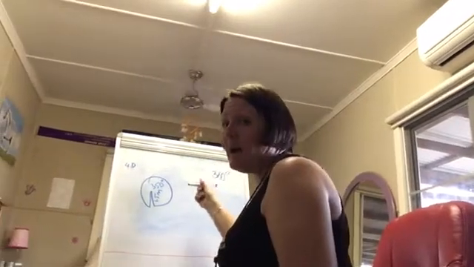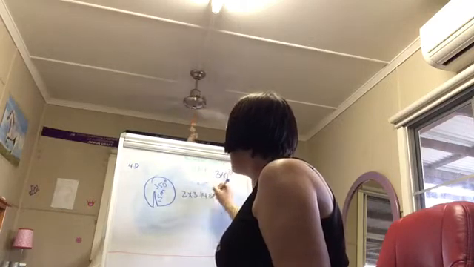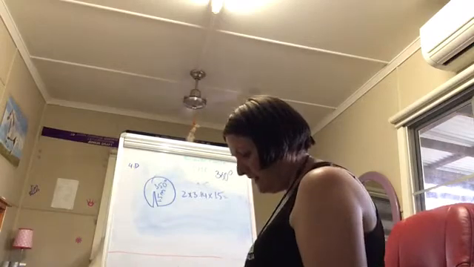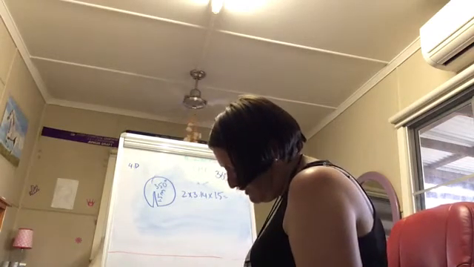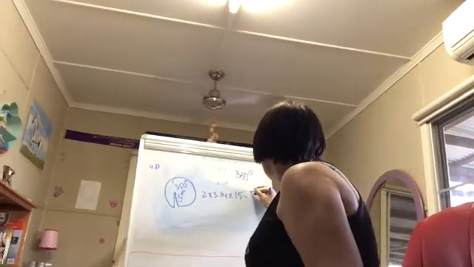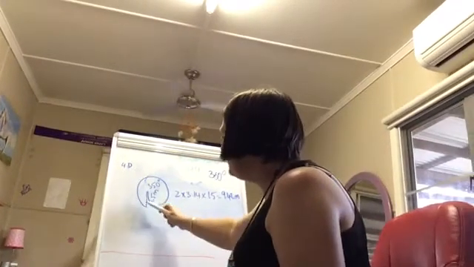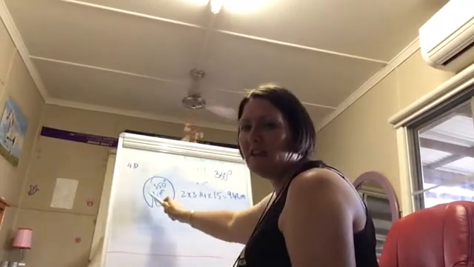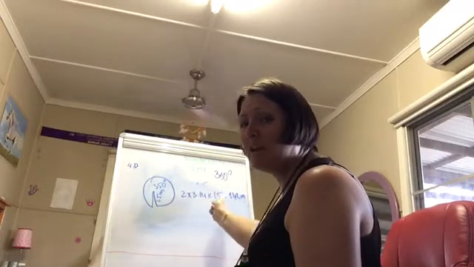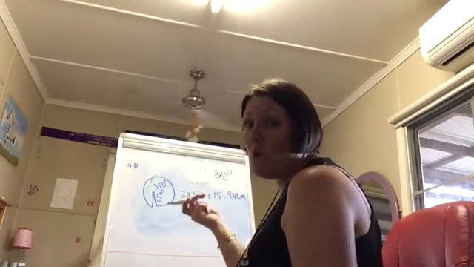So 2 pi r. 2 times pi, which is 3.14, times the radius, which is 1.5. Let's go. 2 by 3.14 by 1.5 is 9.42 metres. Okay, so I know that the perimeter they want me to find this time is 350 degrees, so my answer is going to be close to that. Which is going to help me check to see if my answer's quite right.